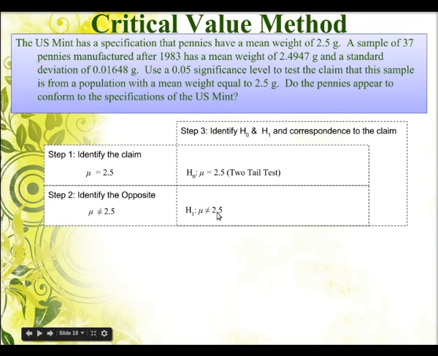Since the alternative hypothesis has the not equals, we know this is a two-tailed test. It's because the alternative hypothesis is not equals that we know this is a two-tailed test.